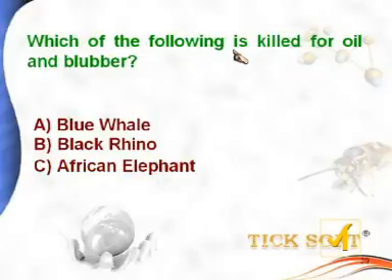Which of the following is killed for oil and blubber? The options are option A, blue whale, option B, black rhino, and option C, African elephant.